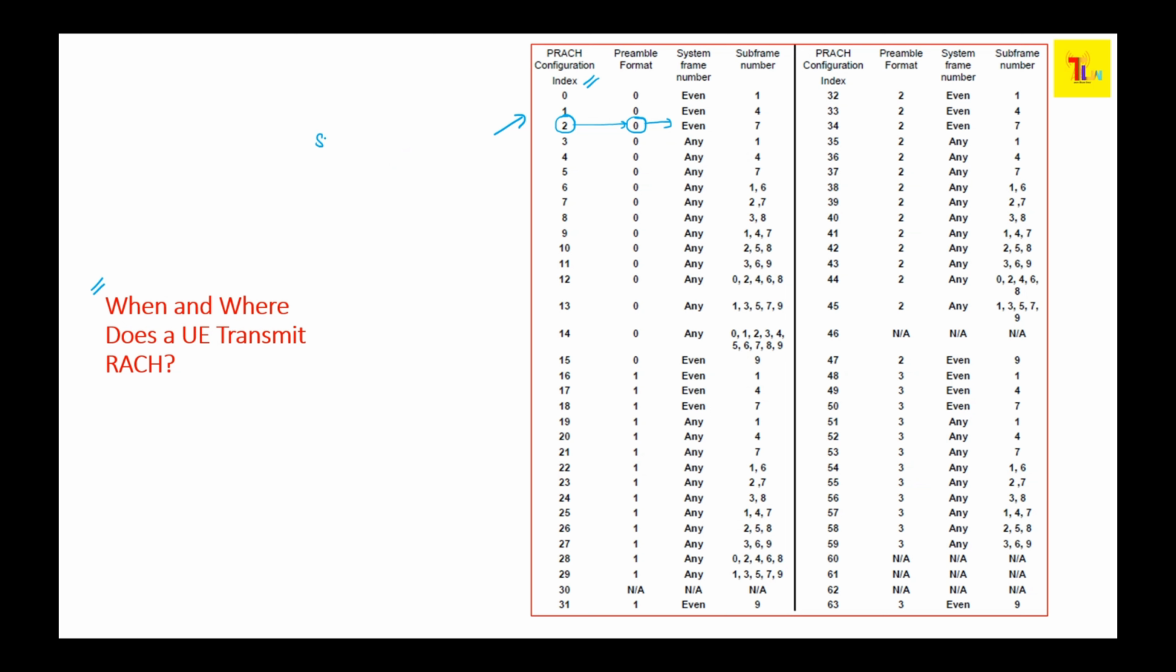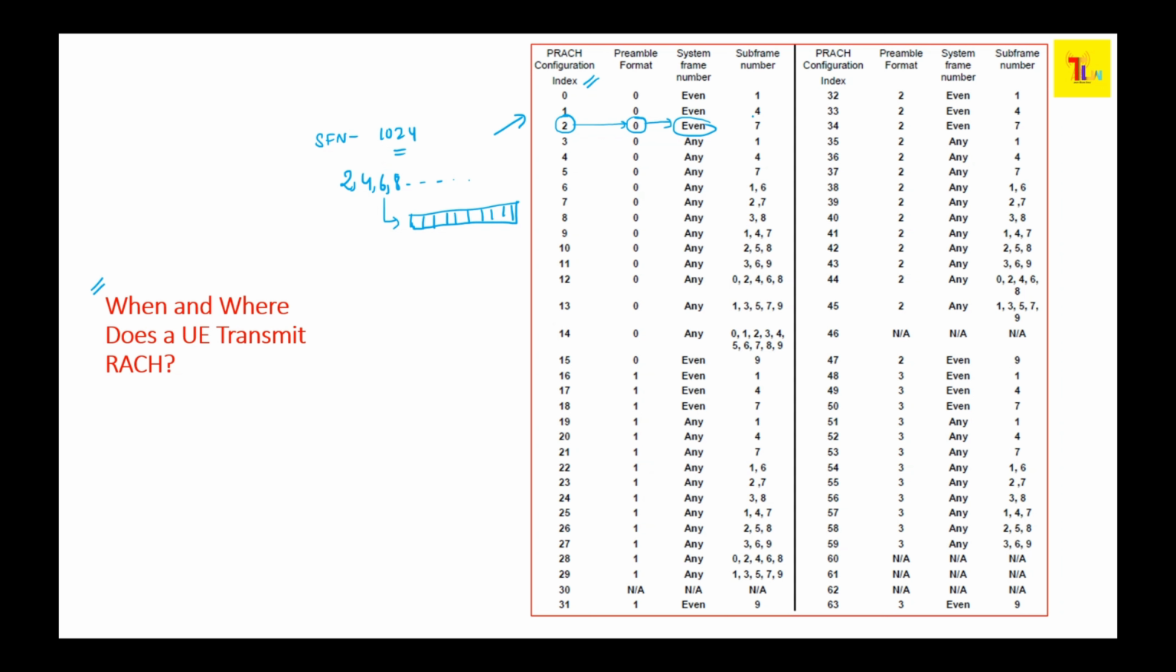Whenever we talk about system frame number, there are 1024 system frame numbers. So it can choose even ones, like 2, 4, 6, 8, and so on. So we know that PRACH config index 2 means preamble format 0, and it will choose any even system frame number. Let's suppose it has chosen 6. It is only the radio frame number, SFN.